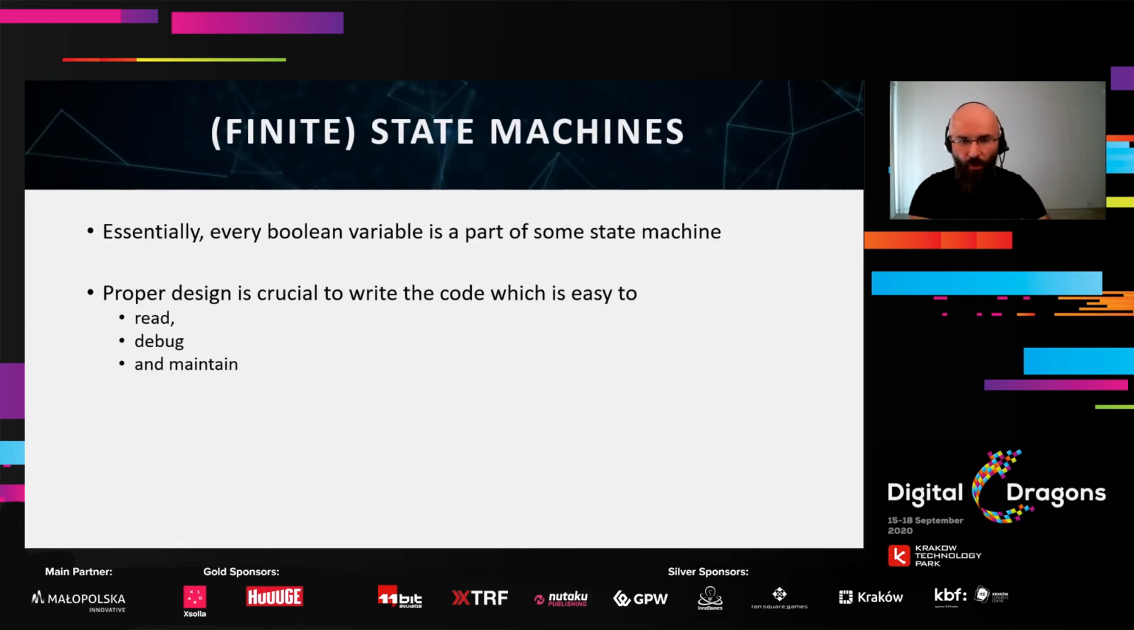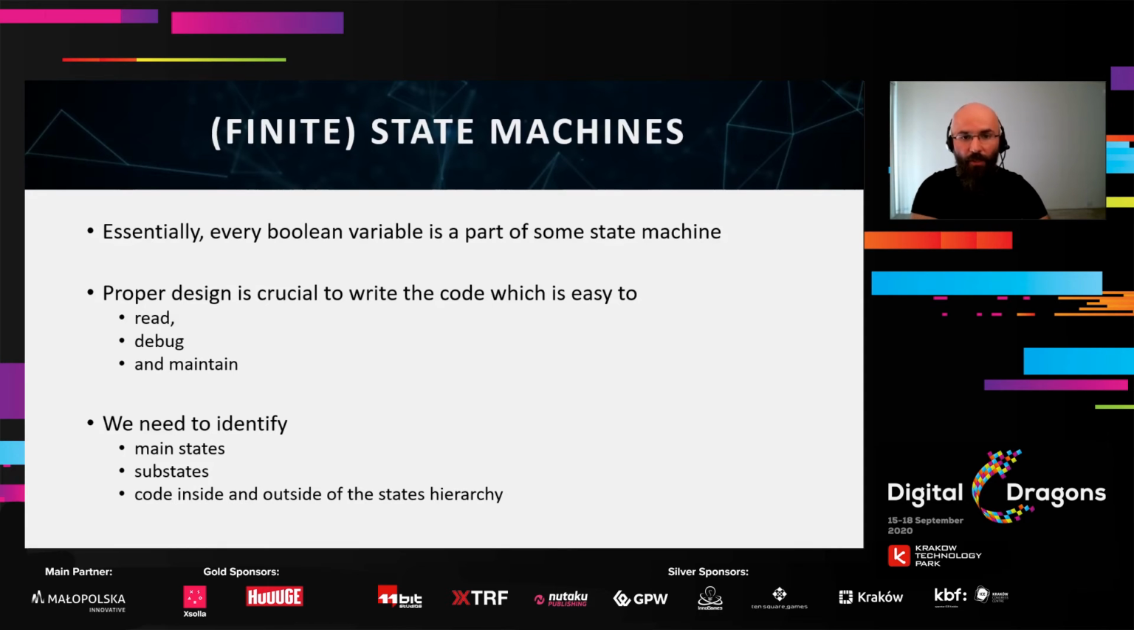So how to approach designing state machines? It is really crucial to think about proper design for state machines, because we want the code to be easy to read, debug and maintain. So we should identify main states, substates, and the code that should be inside of these states, and the code that should be left outside of the states hierarchy.